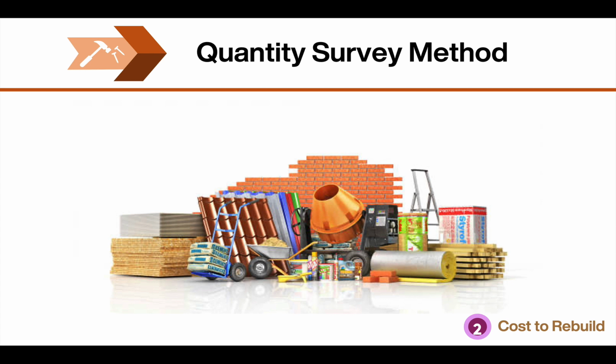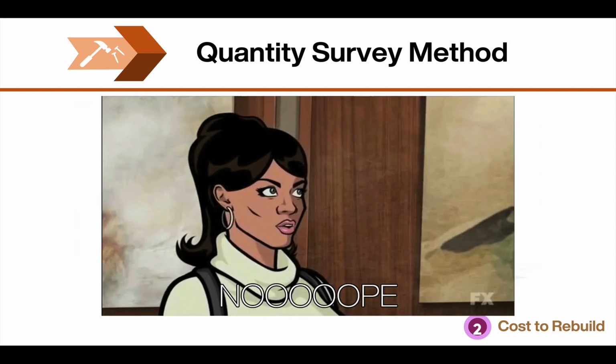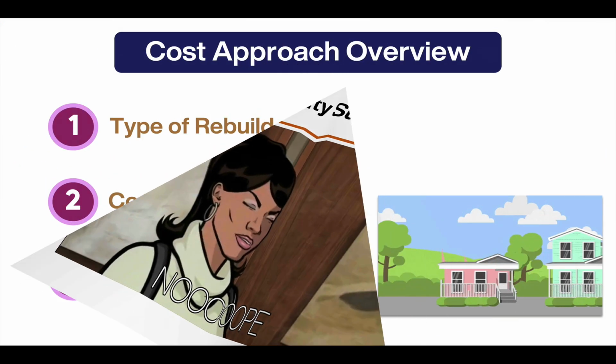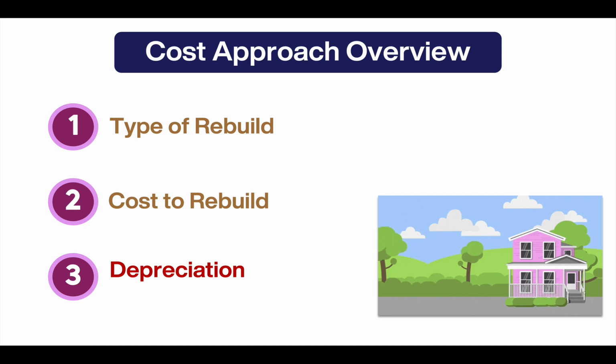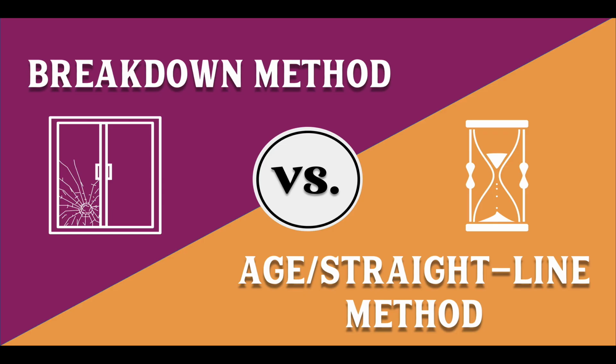This method requires the appraiser to break down exact costs of all of the components of the structure, including materials, installation, labor, and profit. Personally, I don't think I would be committed enough to determine the exact number of nails a house might need. Now that we know the cost to rebuild the structure, an appraiser will depreciate it. And there are 2 options for depreciation: the breakdown method or the age straight line method.